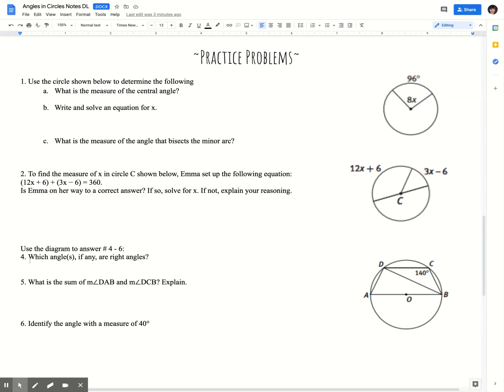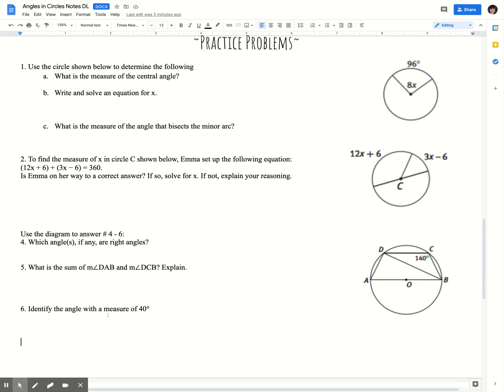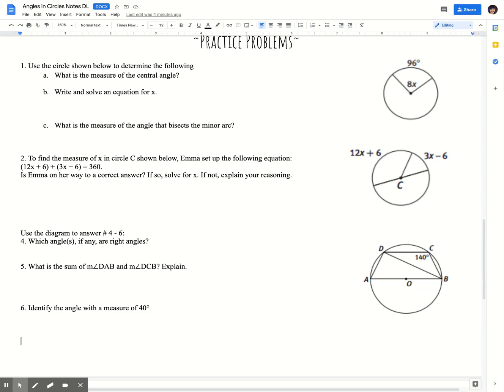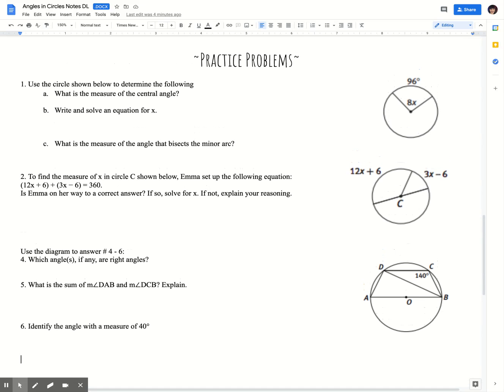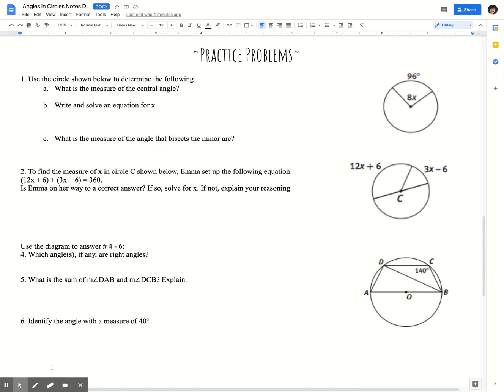And I realize on this video that everything is misnumbered. It'll probably be fixed on your version of the document, but it's not currently fixed on mine. So there it is. Let's jump into this first one, which says, use the circle shown to the right to determine the following.